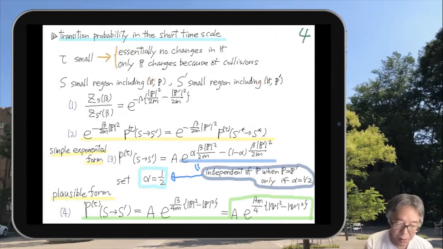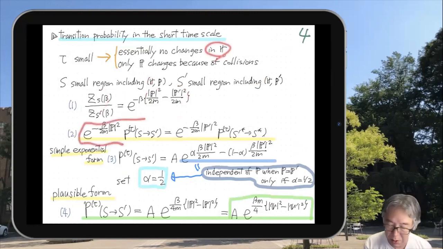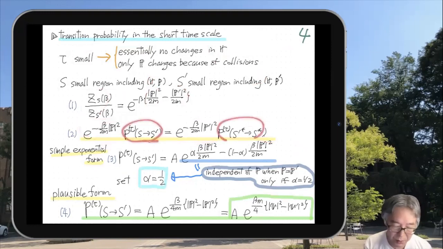And so what you see is that this ratio is just given by this, and here you have the difference in the kinetic energy. So for sufficiently small tau, in which we can neglect the change of R, we have derived almost rigorously this symmetry. This transition probability satisfies this very simple symmetry.